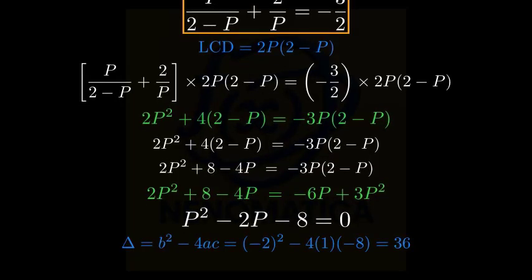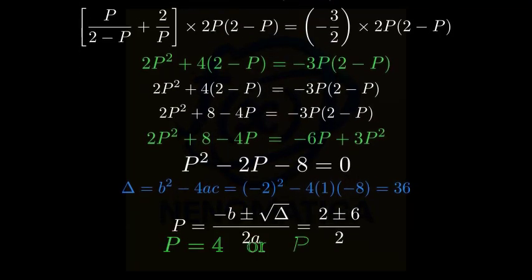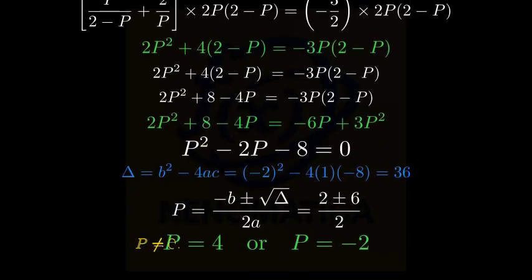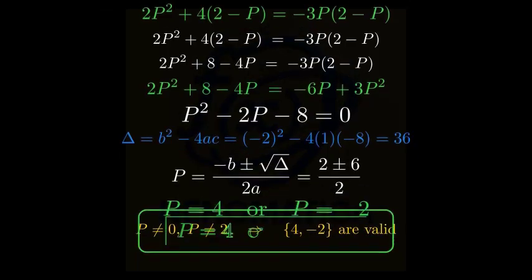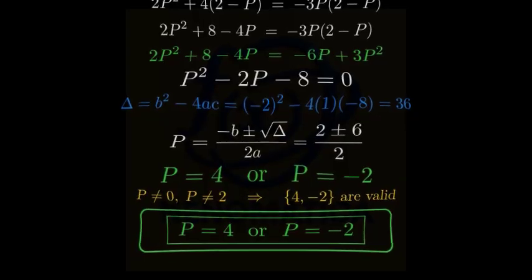Step 4. Apply the quadratic formula. That leads to p equals the quantity 2 plus or -6 all over 2. So the solutions are p equals 4 or p equals -2. Finally, check the domain restrictions. P cannot be 0 and cannot be 2. Both answers satisfy the restrictions.